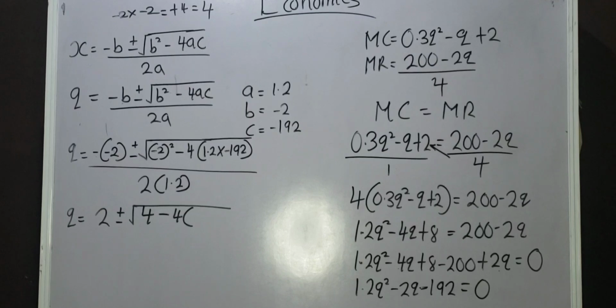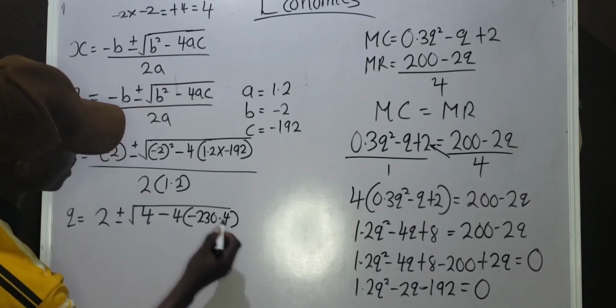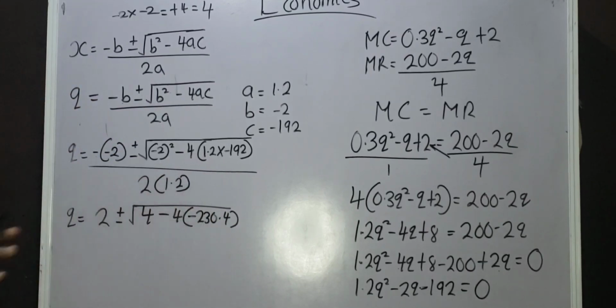That will give me negative 230.4. Negative 230.4. Okay, just like I take the product of what is inside this bracket. I've not done anything, I'm just simplifying. So that's it. Let's proceed.